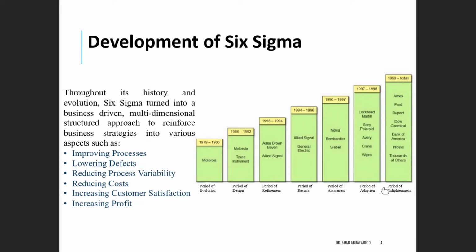Period of adoption, معناها other countries start to adopt this method. Only a few companies at the beginning, like General Electric, Allied Signal, Motorola. Now more companies start to adopt it after the awareness of the results and the impact of the Six Sigma, until the period of alignment, which is where we are now, until today, in this era of the Six Sigma development.